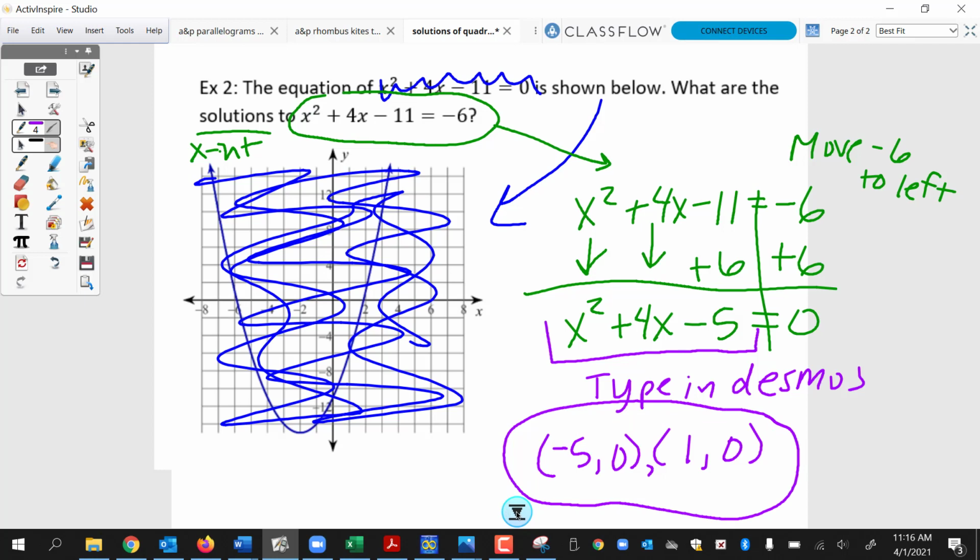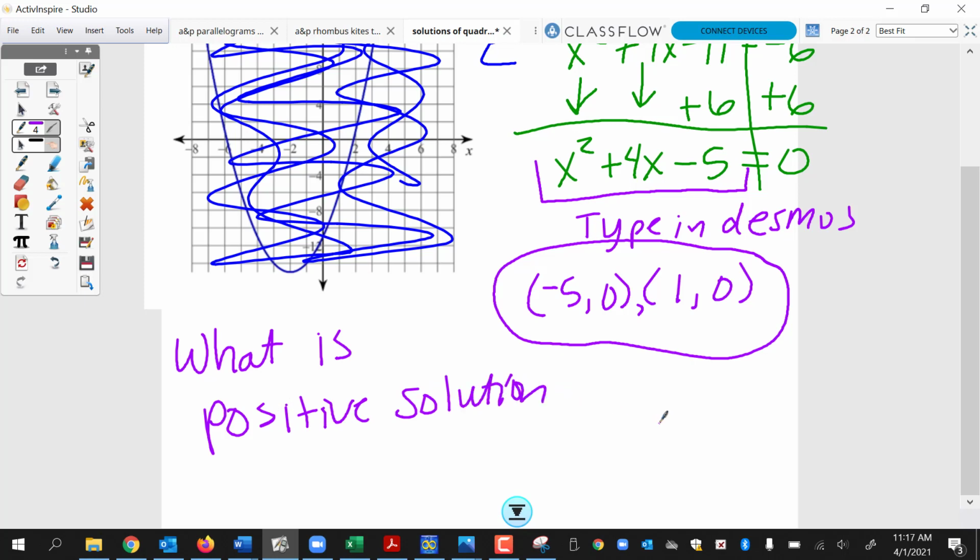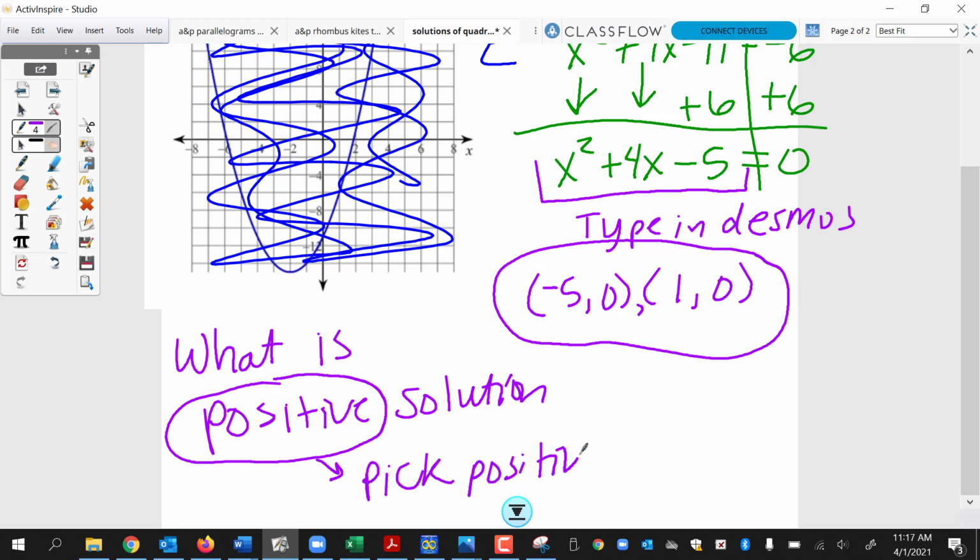Last thing, sometimes they can ask, what is the positive solution? Or negative solution. Either way, they give you the equation, and I would solve it the same way. But when it says what is the positive solution only, that means out of these two solutions, pick the positive number. One of them is negative and one of them is positive. So I would pick only the positive number as the answer. Or if it said what is the negative solution, then you would pick the negative number as the answer.